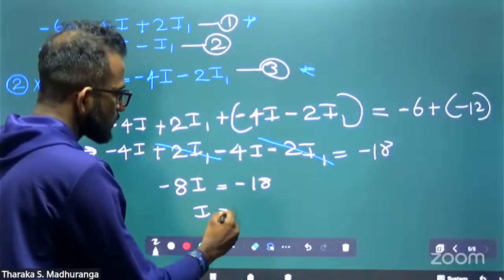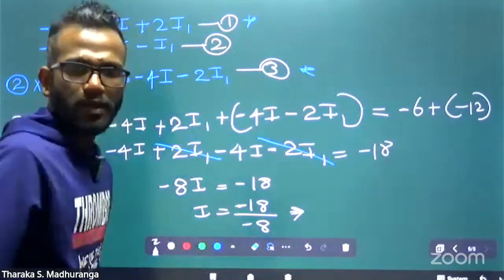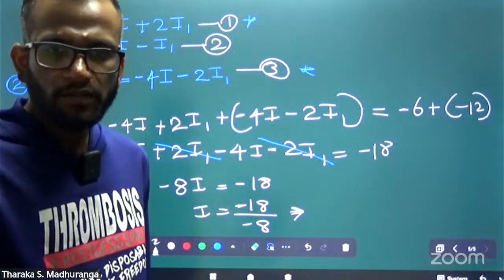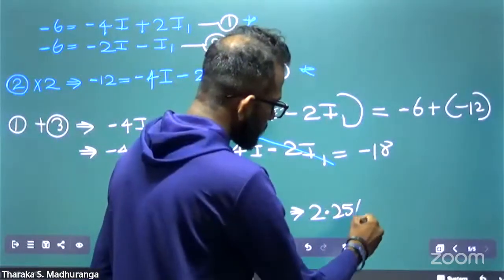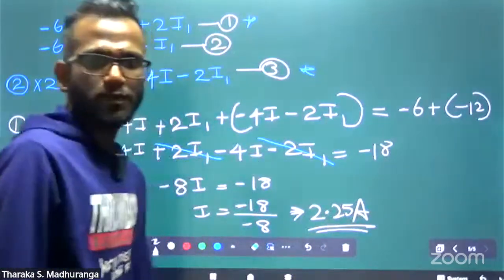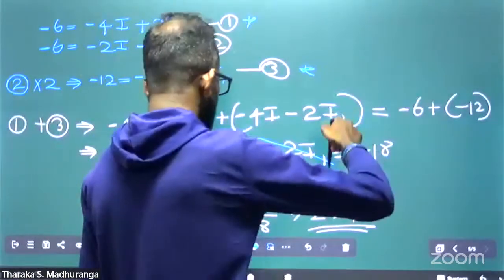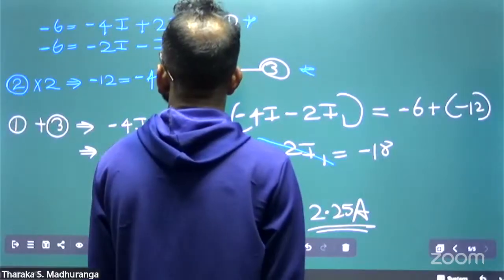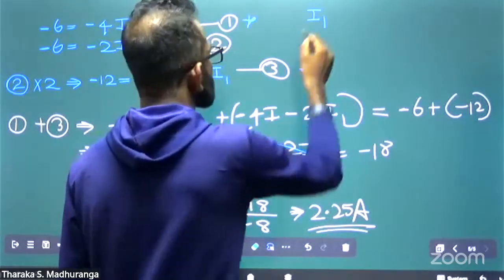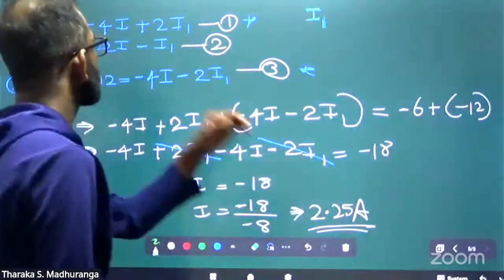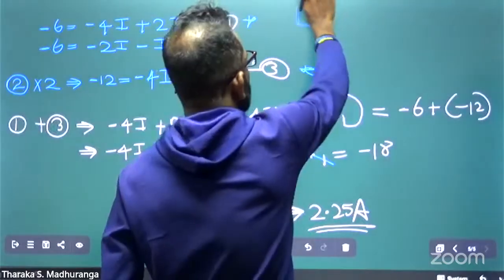Then I equals minus 18 over minus 8, which is 2.25, right? 2.25 ampere is the I. Now substitute I equals 2.25 into whichever equation to get the I1 value. I think I will use the first equation.